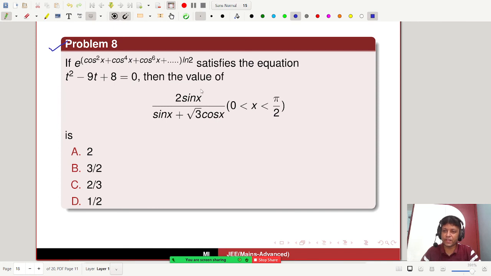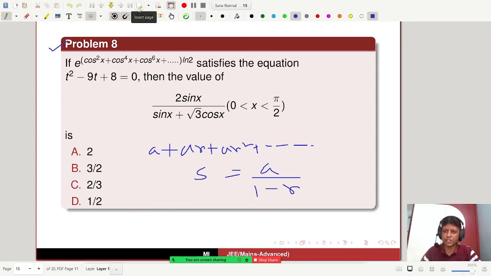Now look at that. You have an infinite series, and this is a GP actually, geometric progression. Your common ratio is less than 1, since mod cos square x is less than 1. So your common ratio is R, and you have an infinite GP A plus AR plus AR squared, etc. And the sum of this infinite GP is A by 1 minus R. So we will apply that.